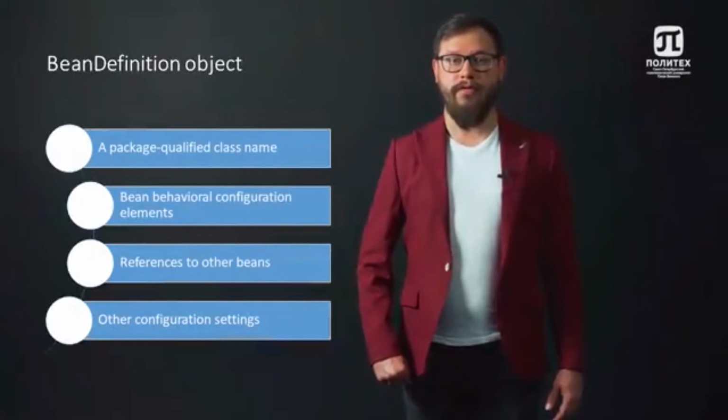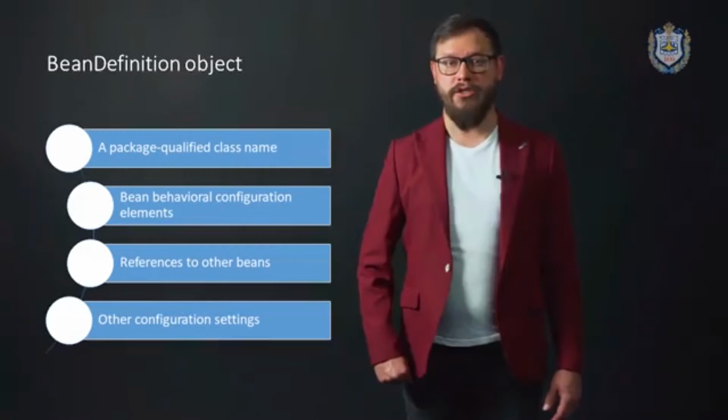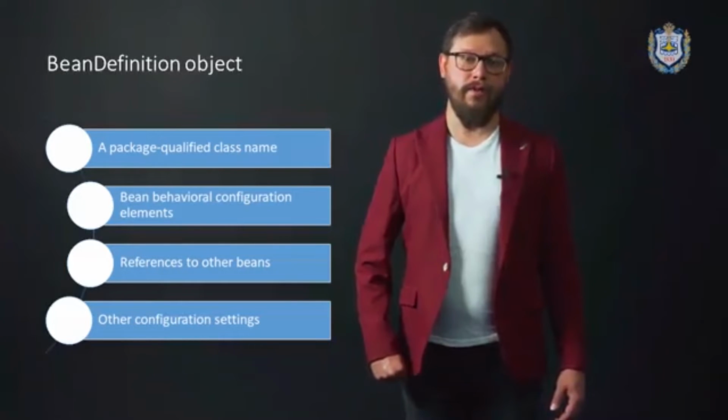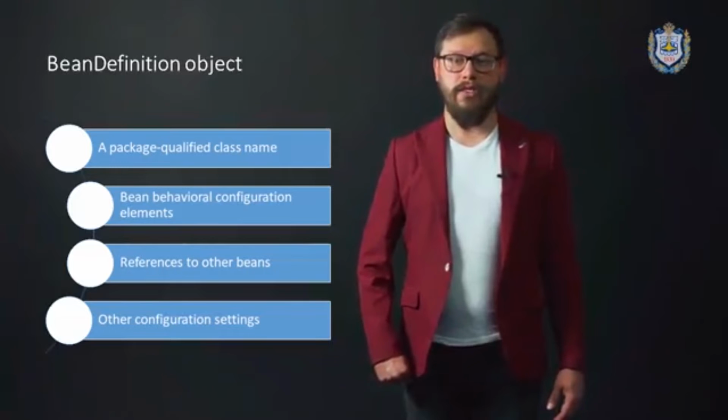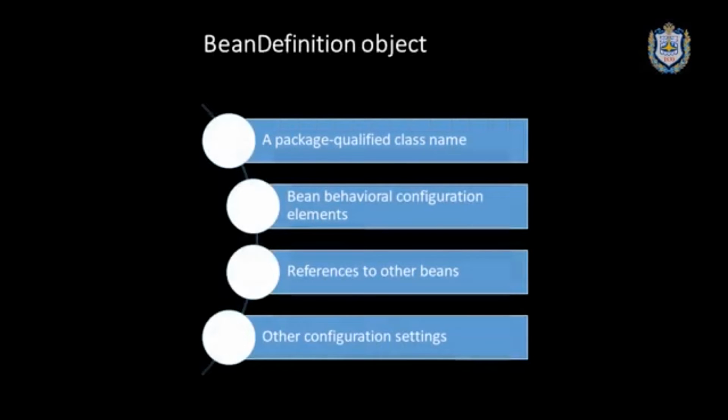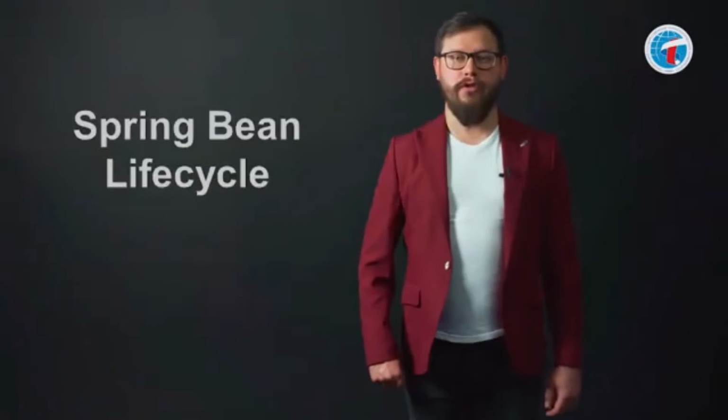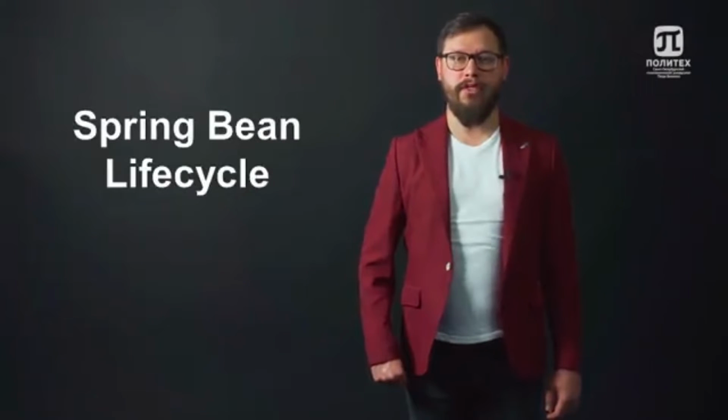In addition to bean definitions that contain information on how to create a specific bean, the application context implementations also permit the registration of existing objects that are created outside the container by users. The Spring inversion of control container is responsible for instantiating, initializing, and wiring beans. The container also manages the lifecycle of beans.